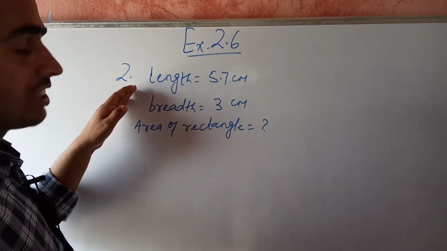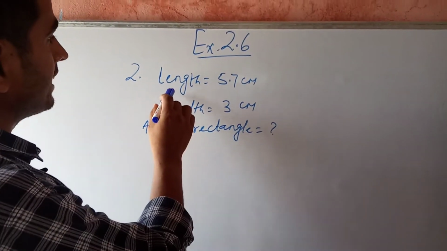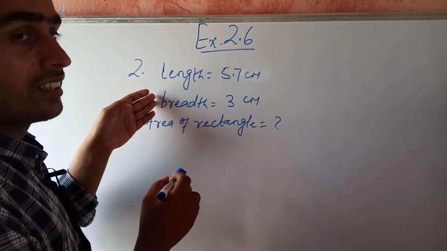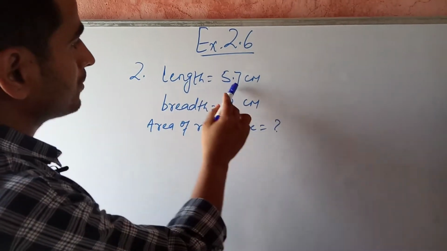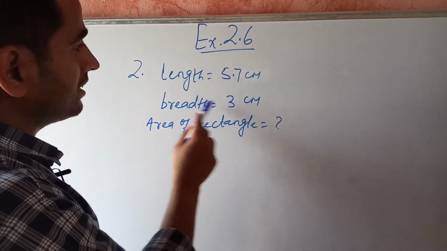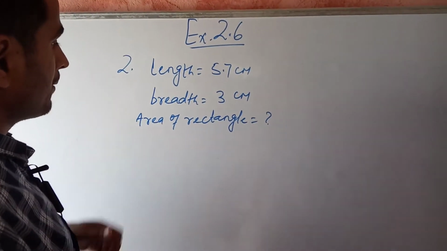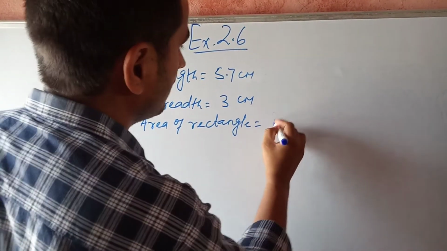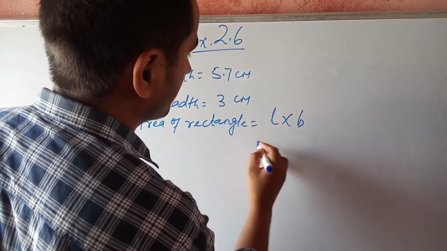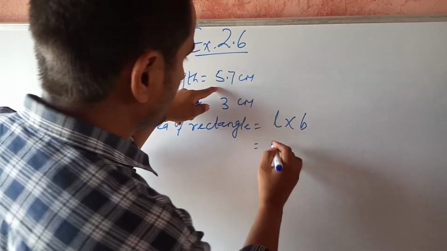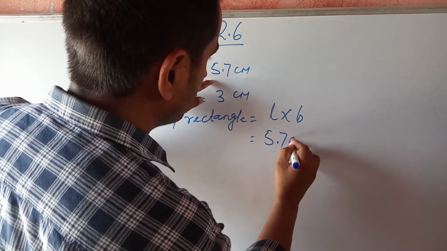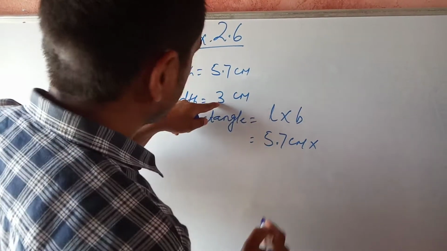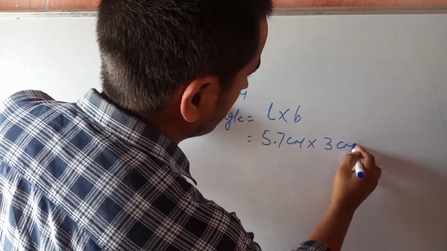Now coming to question number 2. Question number 2 is saying the length and breadth of a rectangle is given here. The length is 5.7 centimeter and the breadth is 3 centimeter, and we have to find the area of the rectangle. We know that the area of a rectangle is length into breadth. Now see here, length is 5.7 centimeter and breadth is 3 centimeter.